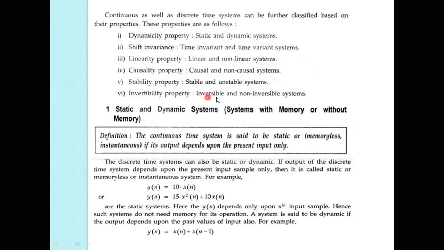Invertibility property, invertible and non-invertible system. So you have to learn about the six different types of properties that are classified for both the continuous and the discrete: static and dynamic systems, time invariant and time variant systems, linear and non-linear systems, causal and non-causal systems, stable and unstable systems, and the last one is invertible and non-invertible systems.